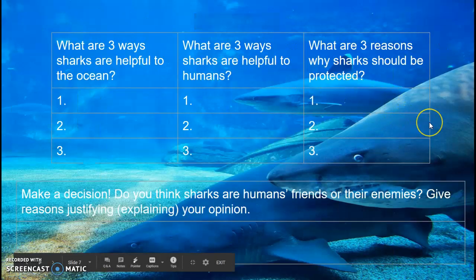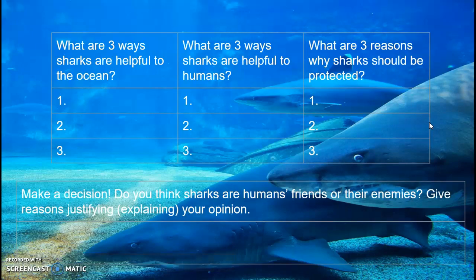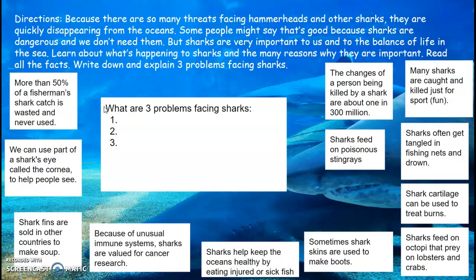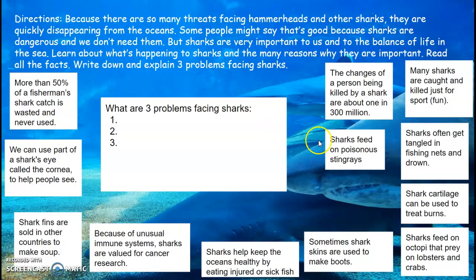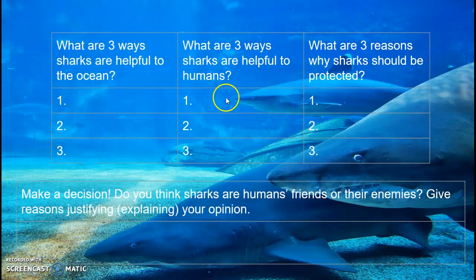All right, so now it comes time to make sense of all this information and make a final decision about if sharks are our friend or our foe. So what are 3 ways that sharks are helpful? We just learned about that on this slide. What are 3 ways they are helpful to the ocean, right? Some of these are helpful to the ocean and some of them are helpful to humans. So you'll have to kind of think about which is which. And then what are 3 reasons that you think they should be protected? So why do you think that we should make sure that the sharks are safe and healthy in the ocean?